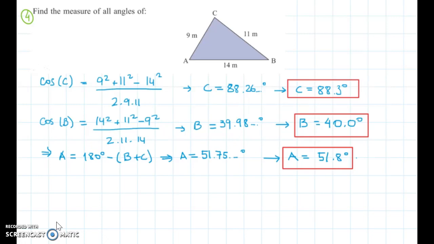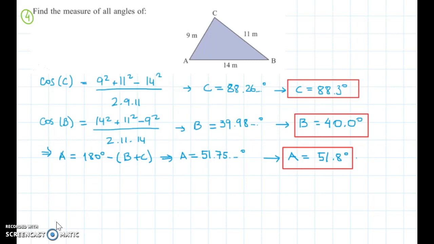I applied the second version of the cosine law to find the value of the largest angle, C, and then I applied again the second version of the cosine law to find the angle B, that was the smallest one. And then I used the fact that the sum of the angles is 180 to find the third angle A.